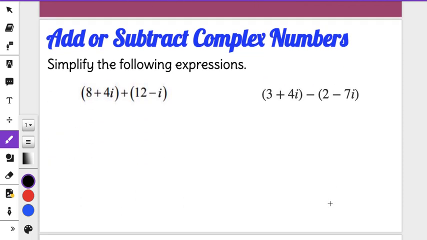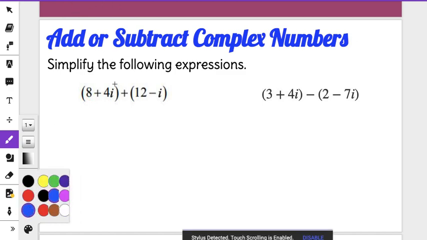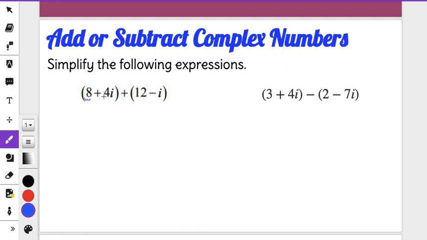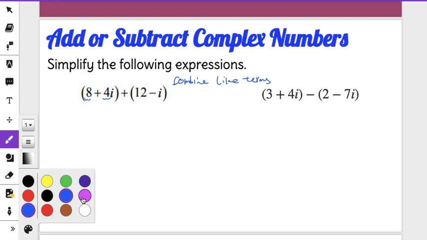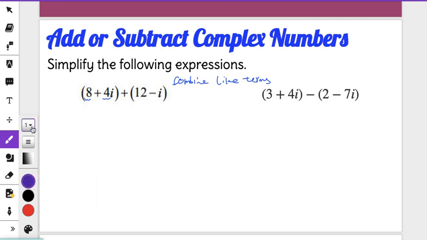In this example, we are going to add and subtract two complex numbers. Let's see how we do this. As you remember, a complex number is composed of two parts, the real number part and the imaginary number part. So what do we do when we add or subtract? Actually very simple. The major skill we're going to use is combining like terms. So we just focus on what the like terms are, and then we are going to combine them. So how do we do this?